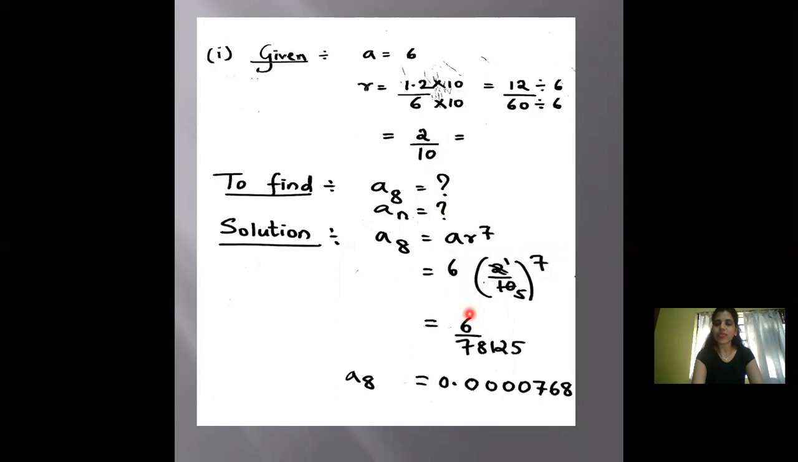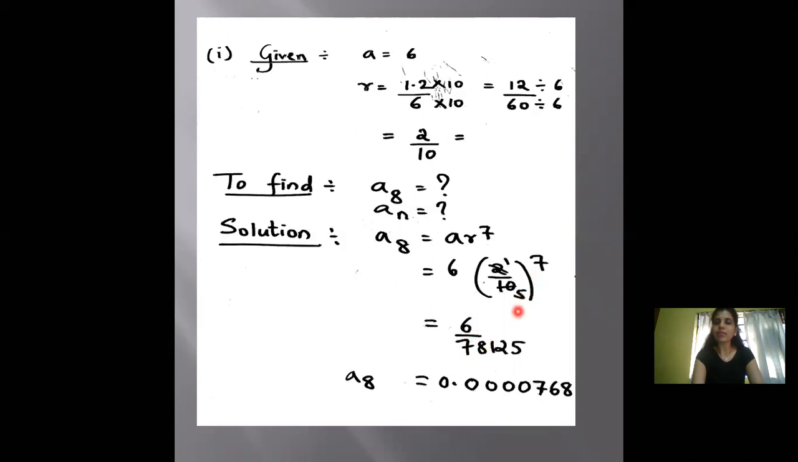So 1 sixes are 6. When you multiply 5 seven times, as you know, when you multiply 5 two times, you get 25. Four times, you get 625. 625 into 125, you get 78125.